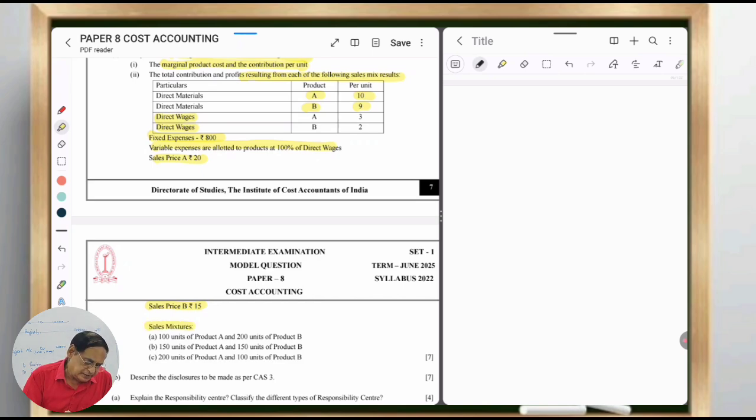Sales mix means, for example, different quantities of different products. For example, if we sell product A 100 units and product B 200 units, that is a sales mix. In another case, 150 units of product A and 150 units of product B, and in the third, 200 units of product A and 100 units of product B. First of all, we will find out the total marginal product cost, and then we will find out the contribution. Out of that, in 3 cases, we will see one by one how it will affect.